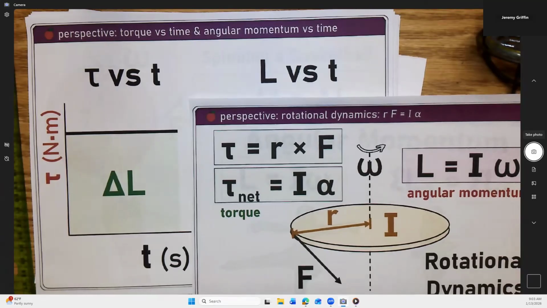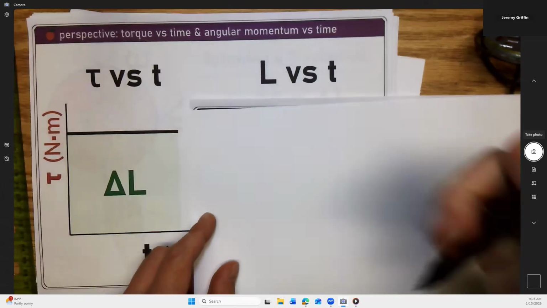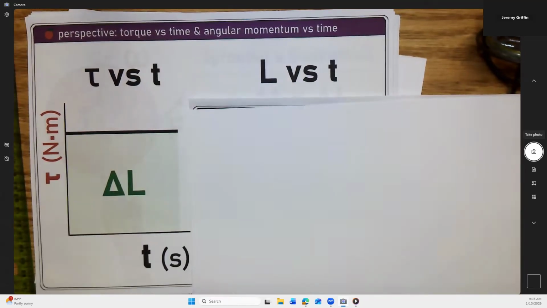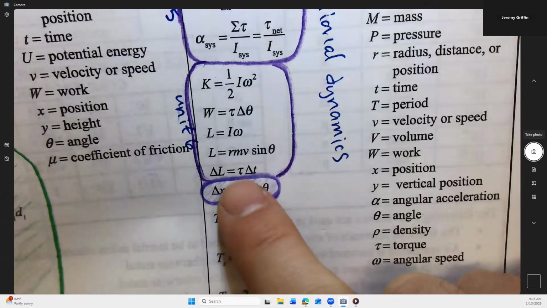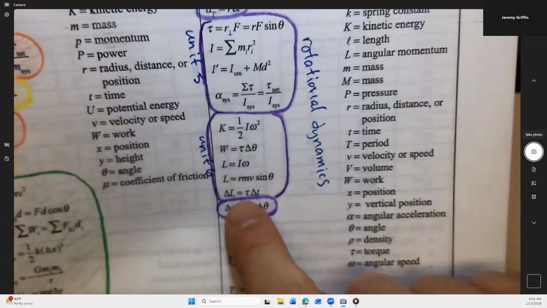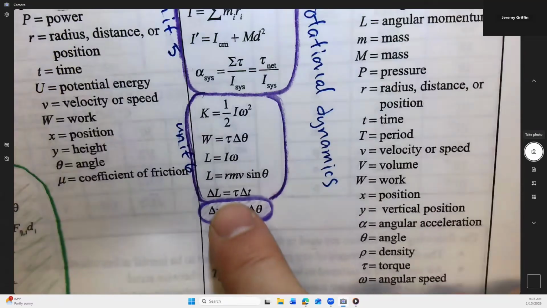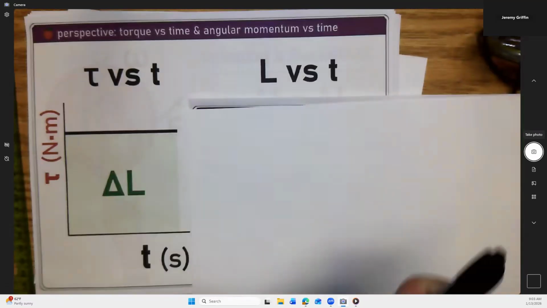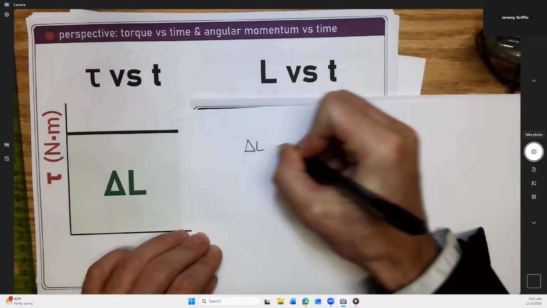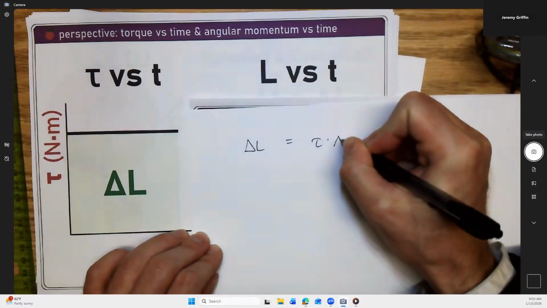That's gonna be linear. Maybe you have to know what's the relationship between torque and angular momentum. Okay. So here, what could be really helpful is this right here. I'm looking at the AP equations. It says change in angular momentum is torque times time interval. So here, write that. Change in angular momentum is equal to torque times time interval.